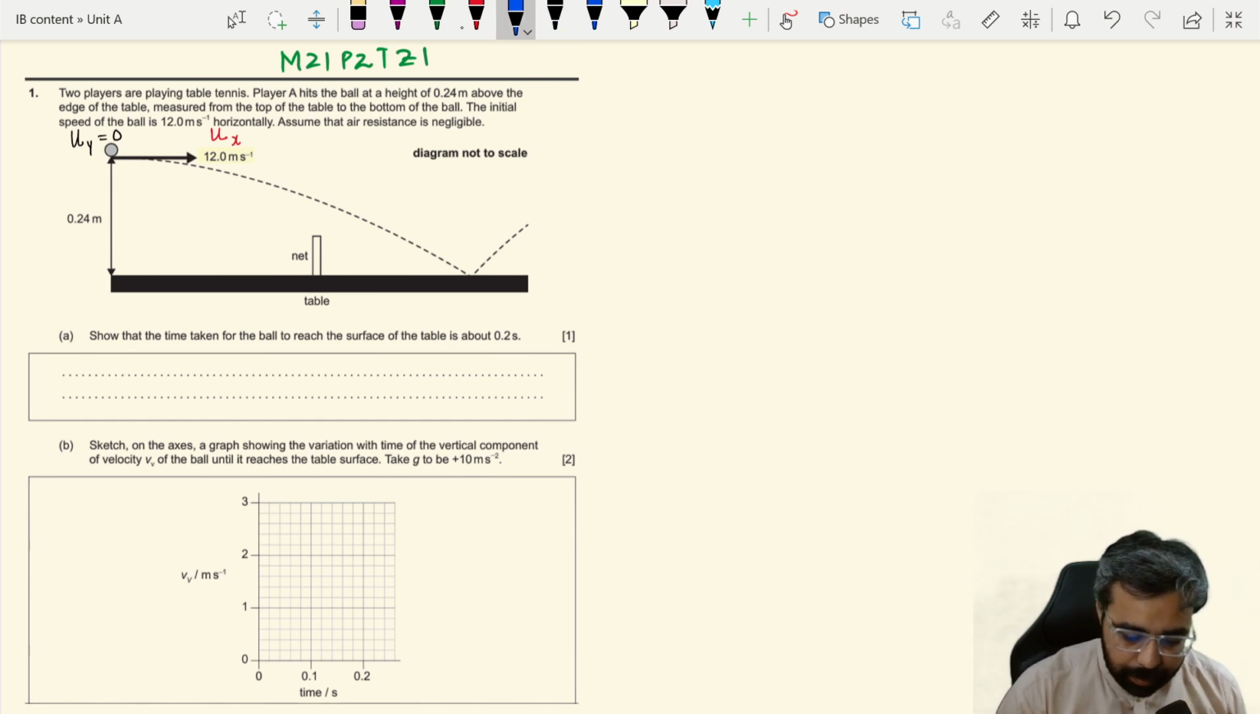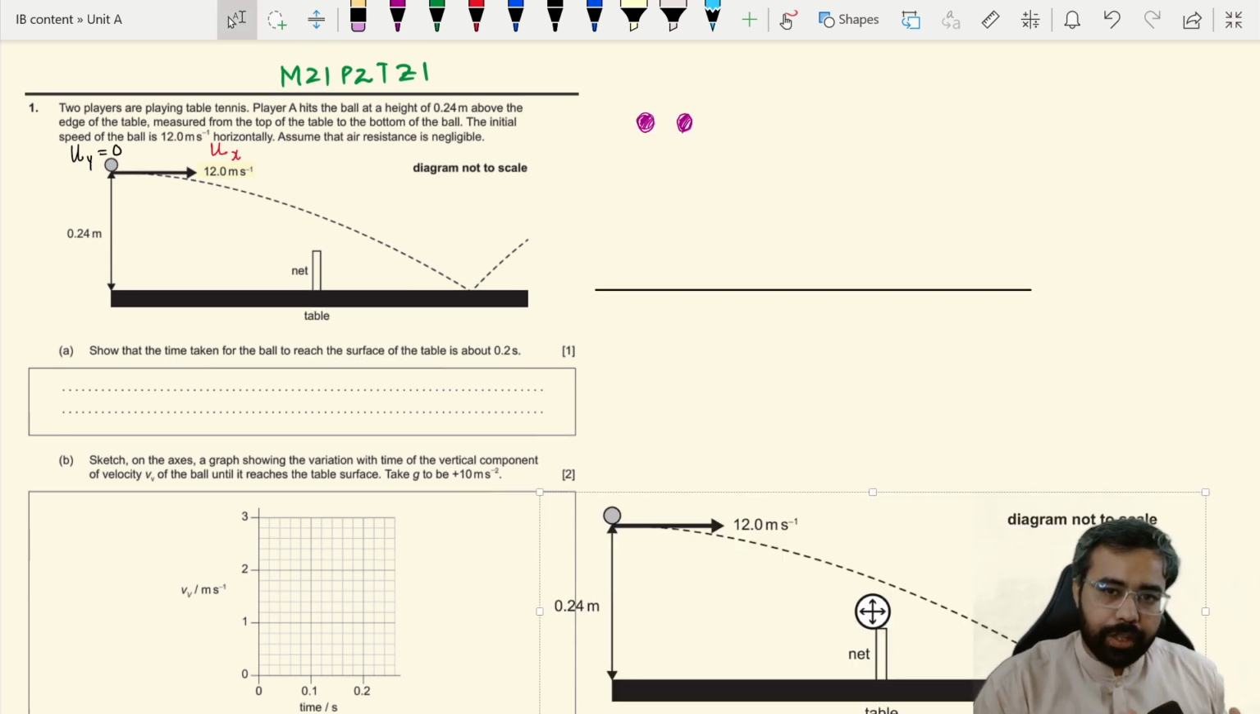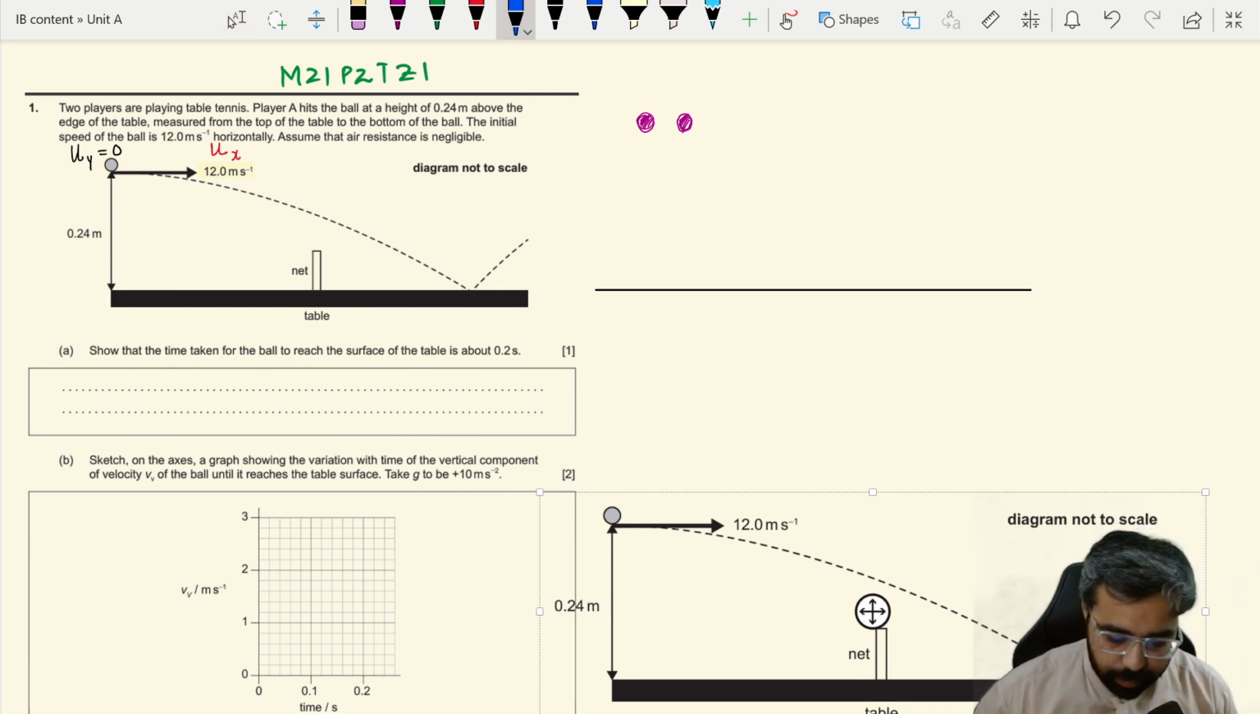So this is a parabolic path. This is a path that we know, always in the absence of air resistance. So in this question, you have to find the time taken for the ball to reach the surface. You have to prove that this is 0.2 seconds. So before we derive the equation for the time taken, let me clarify which component of motion we should use to derive the equation for the time.